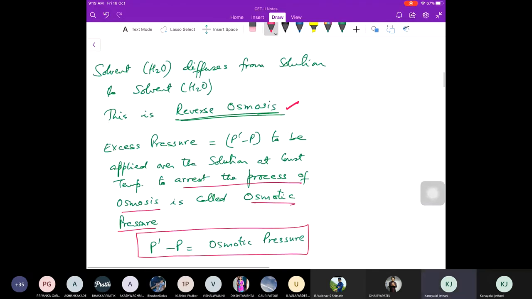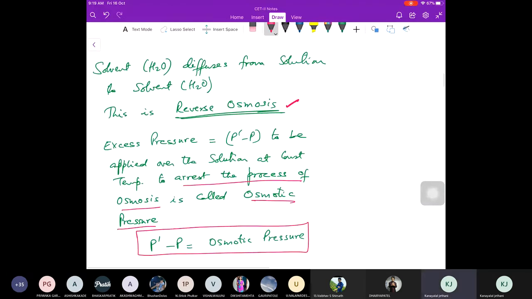Okay. So excess pressure is essentially P prime minus P, which is to be applied over the solution at constant temperature to arrest the process of osmosis. That means we have to stop the water going from pure solvent to solution, and that is called osmotic pressure, P prime minus P. Is this understood, osmotic pressure?